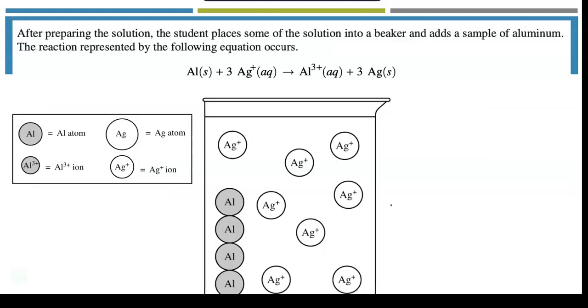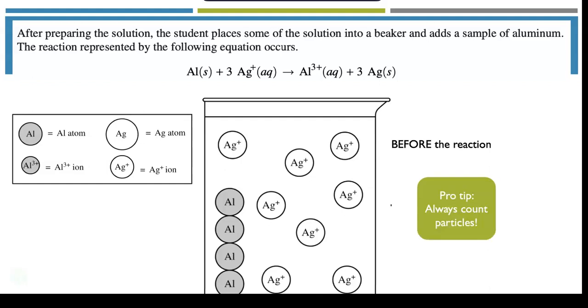After preparing the solution, the student places some of the solution into a beaker and adds a sample of aluminum. The reaction represented by the following equation occurs. So we have solid aluminum reacting with silver ions in a 1:3 ratio to form aluminum ions and silver metal. We've got a particle level model in the beaker here. Now this beaker is showing us what we have before the reaction has occurred, but after we've combined the materials.